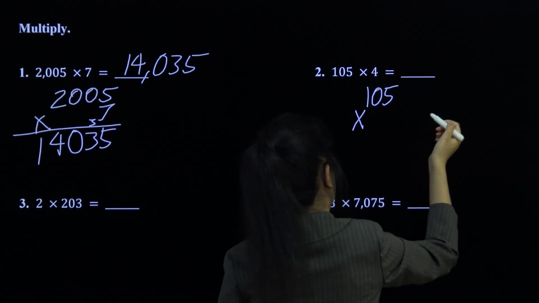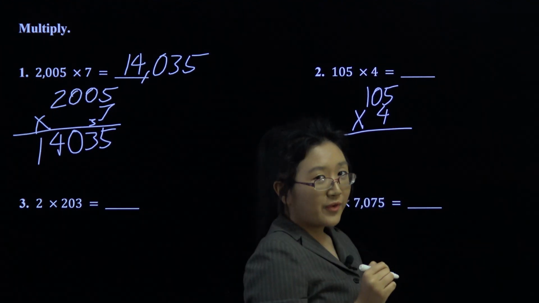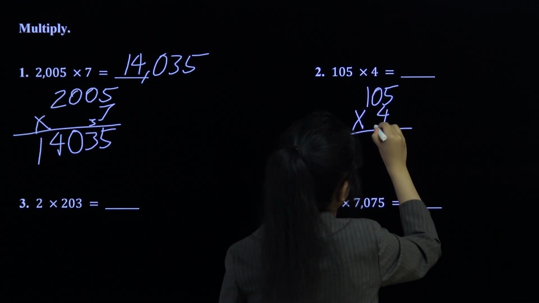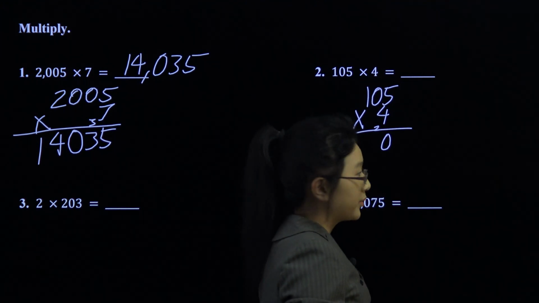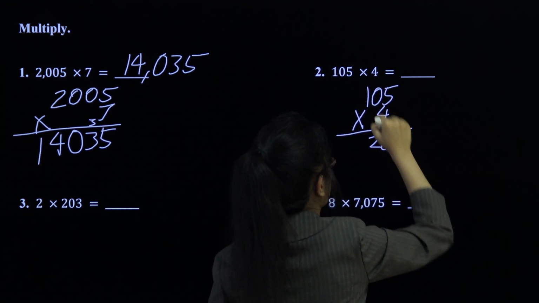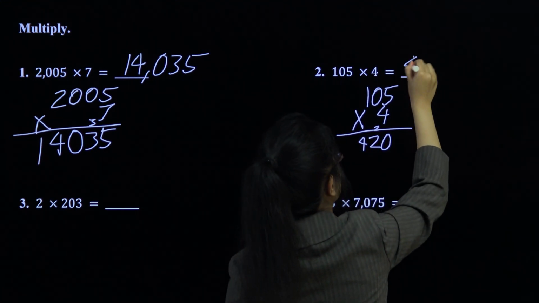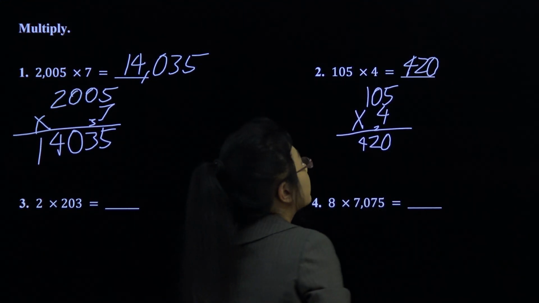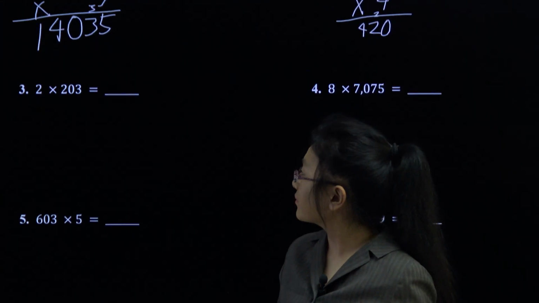105 times 4. 4 times 5 is equal to 20. 4 times 0 is equal to 0. 0 plus the regroup 2 is just 2. And 4 times 1 is 4. 420. See? Not all that different.